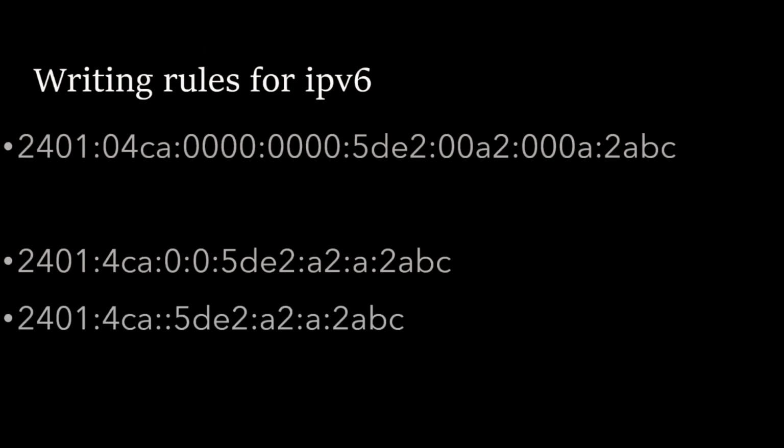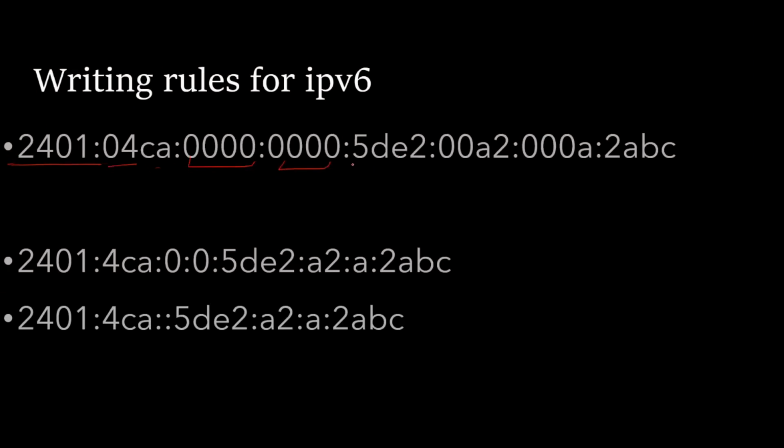Now the question is about the writing rules of IP version 6, because any IP of IP version 6 is very much longer. So how can we shorten this IP? For that we have some writing rules. Writing rules means what? I'm just taking an example of this IP.